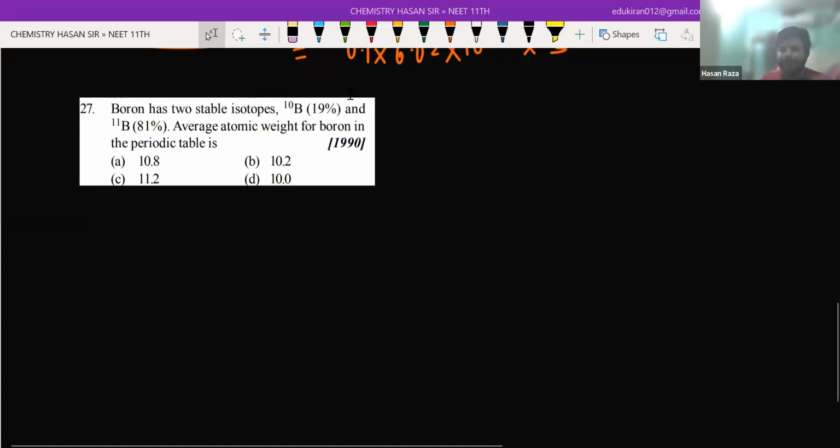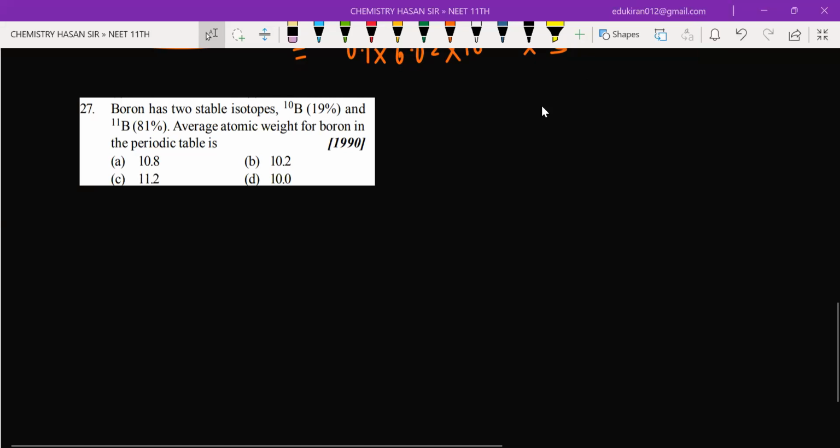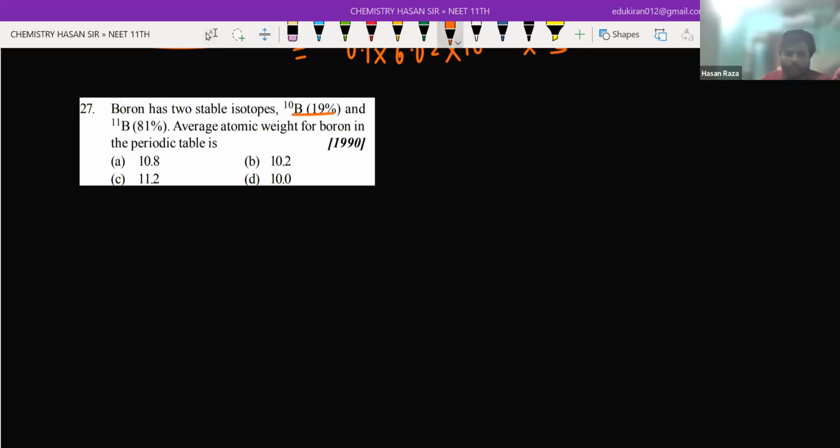Very good, Siddhika. Rishita, basically, there is a small formula about this, which you can easily solve. I'm going to show you. Whenever isotopes mass is given, sir, average atomic mass. Very good, very good, very good. Both of you are correct.